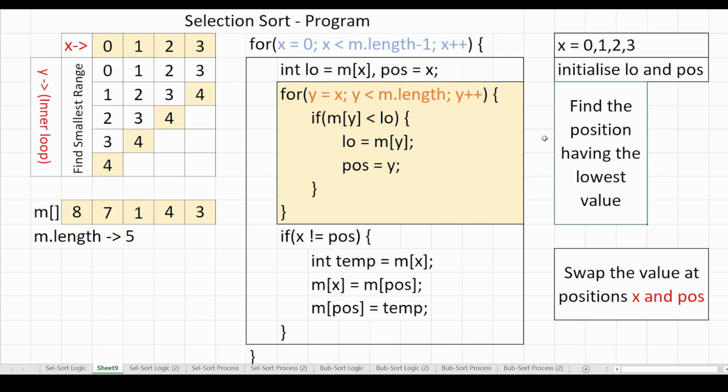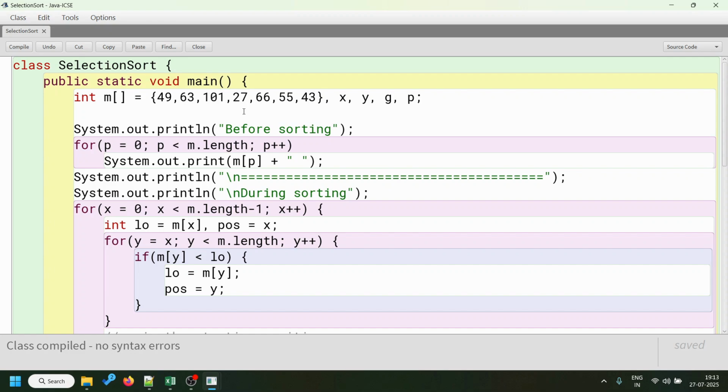This loop is basically used to find out the position of the lowest value. This if statement is basically used to decide that if they are not the same positions, then we swap the position of x and pos. The program is going to look like this.